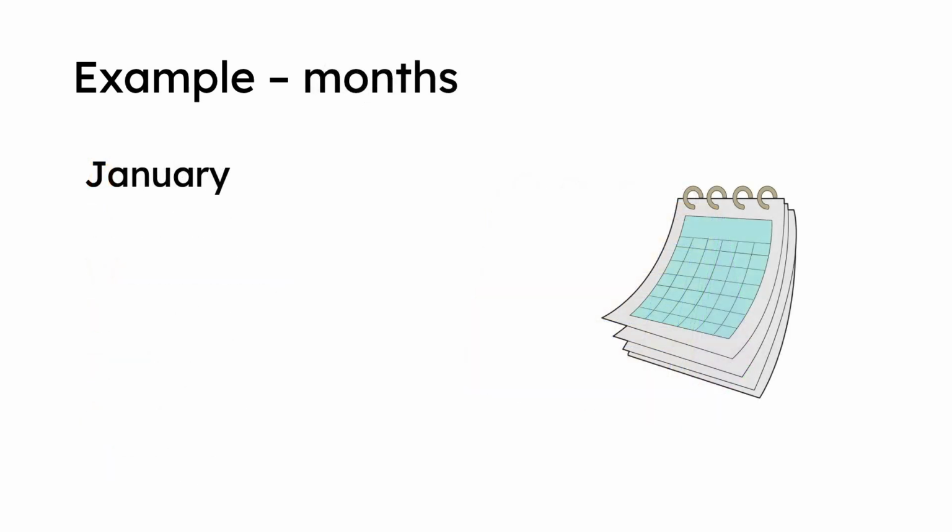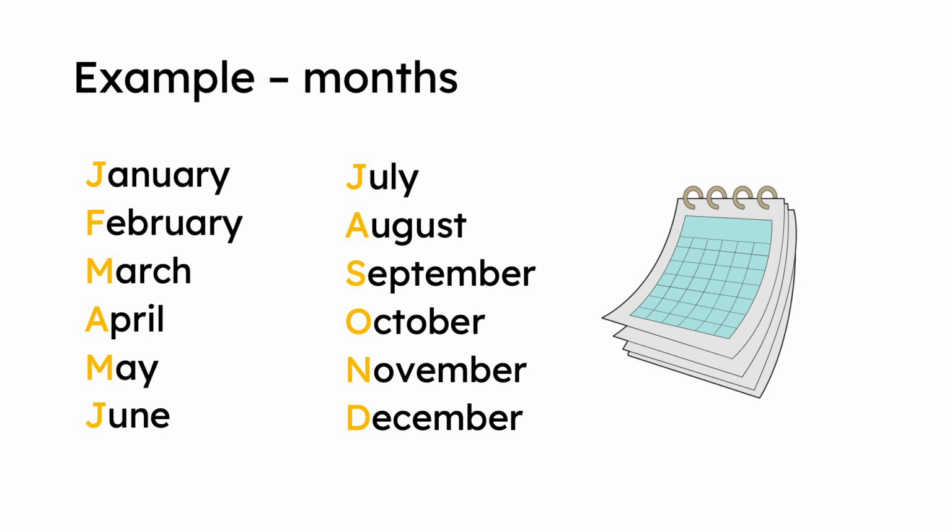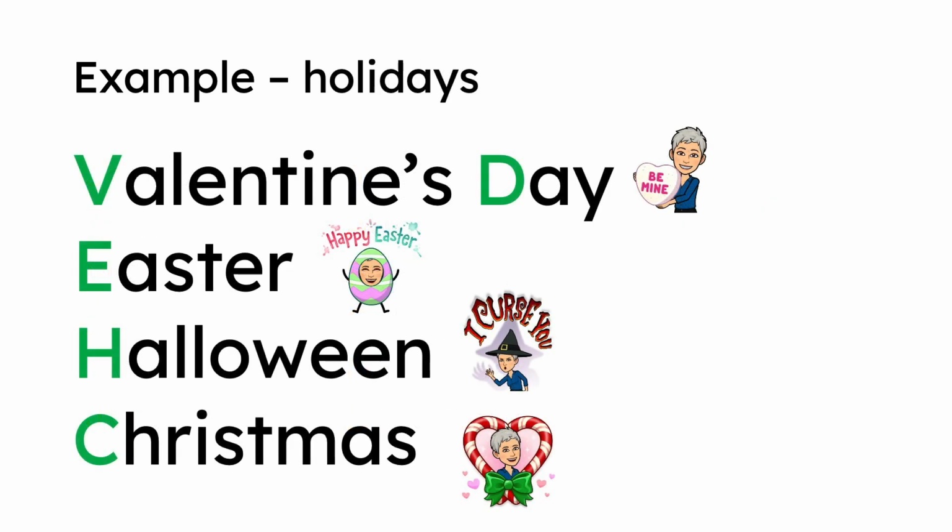It's the same rule for months. Here we have January. The first letter of January is J. It should be capitalized. Do you remember the other months? So January, February, March, April, May, June, July, August, September, October, November, December. And look, the first letter of every month is a capital. Finally, we capitalize holidays like Valentine's Day, Easter, Halloween, and Christmas, and many more holidays.